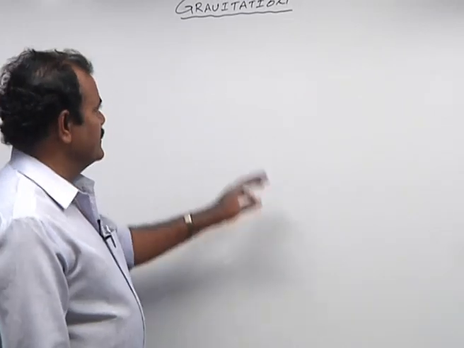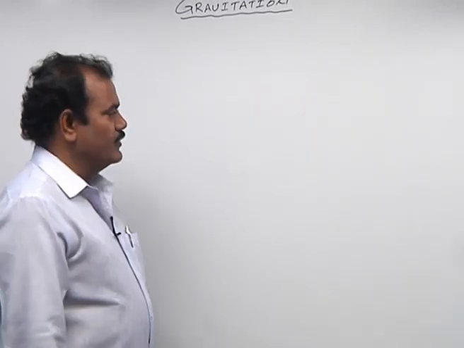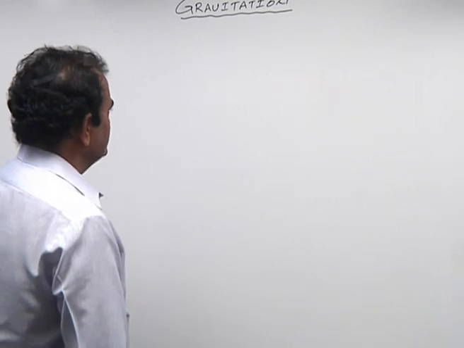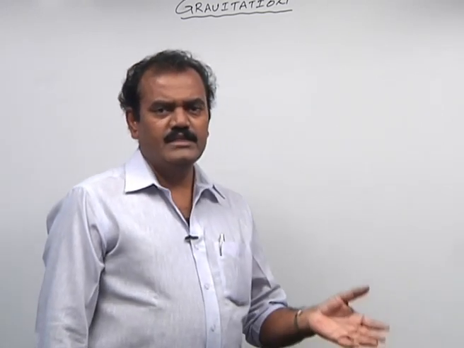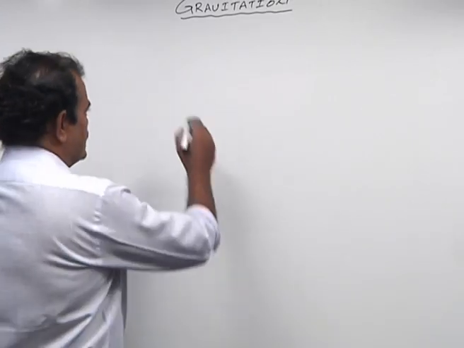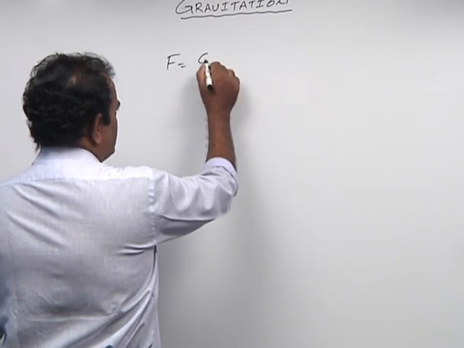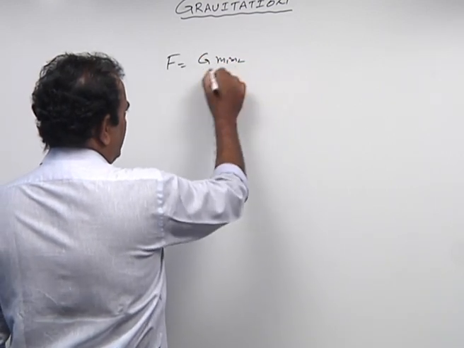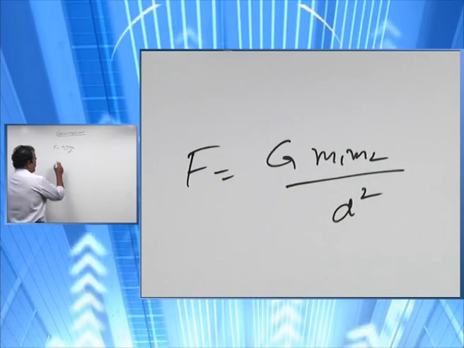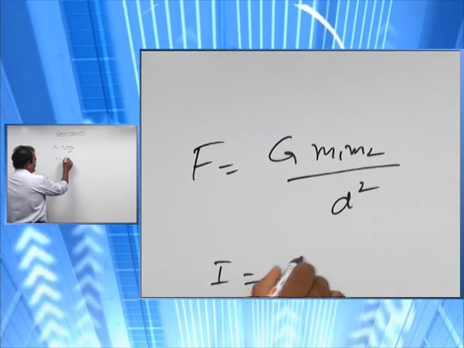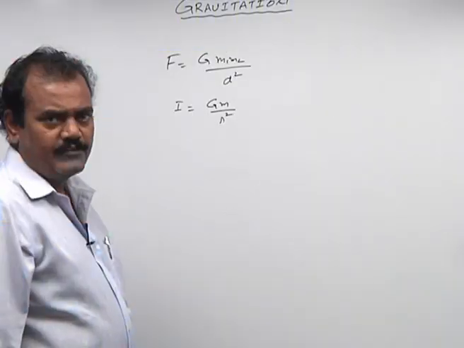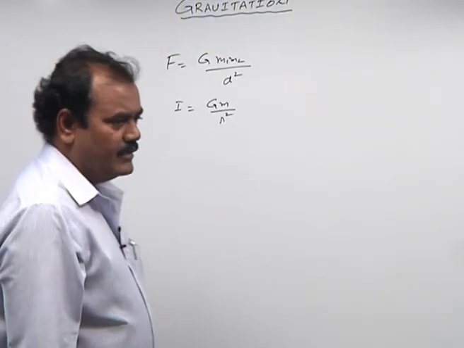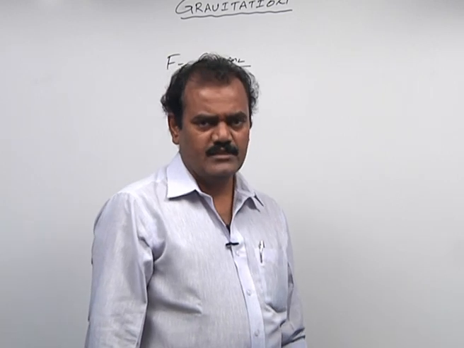So in my last class I was explaining to you gravitation. So far we could complete the inverse square law of gravitation and thereafter the intensity of a gravitational field. For the inverse square law of gravitation we have the formula F is equal to capital G m1 m2 by d square, and for the intensity of a gravitational field it is capital G m by r square.